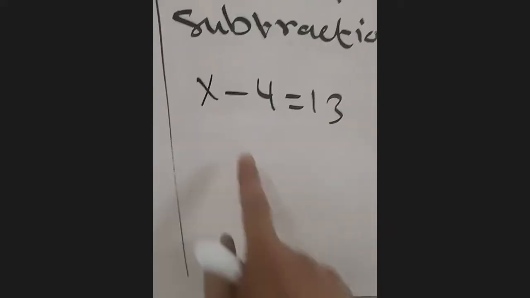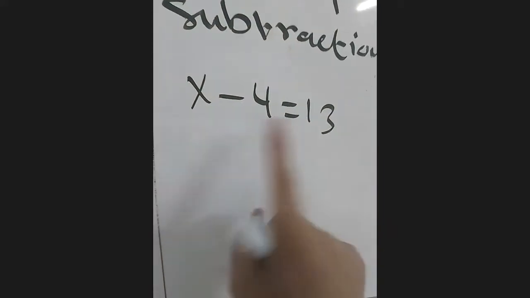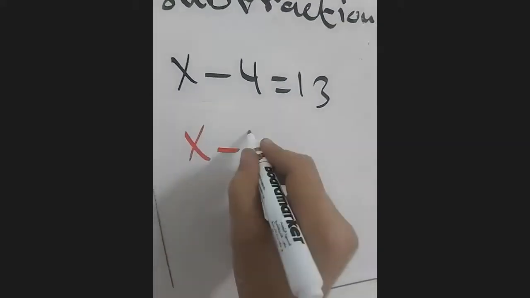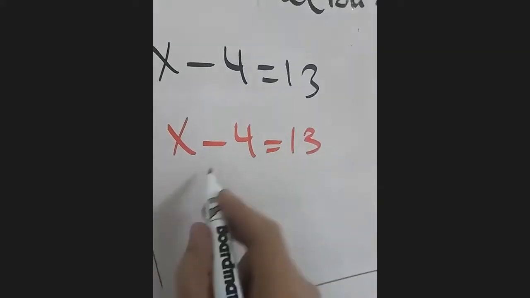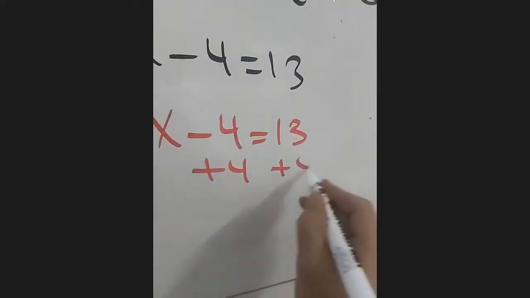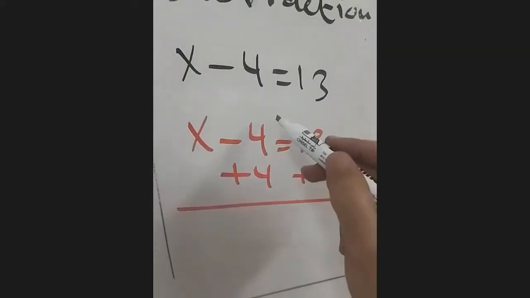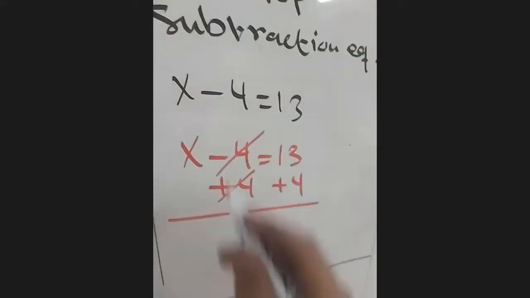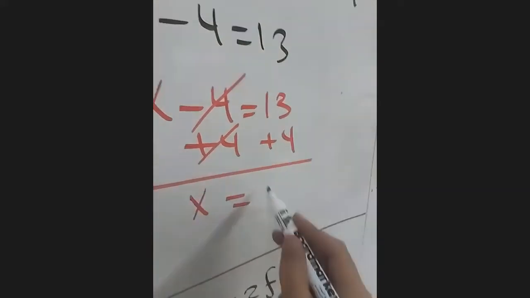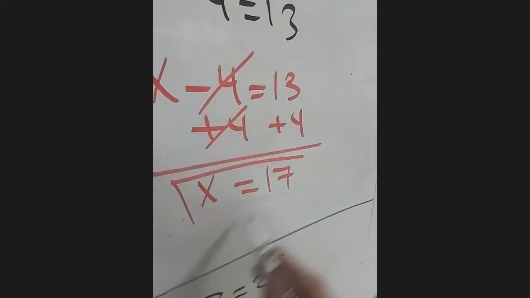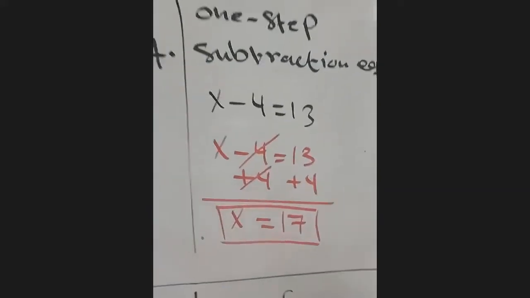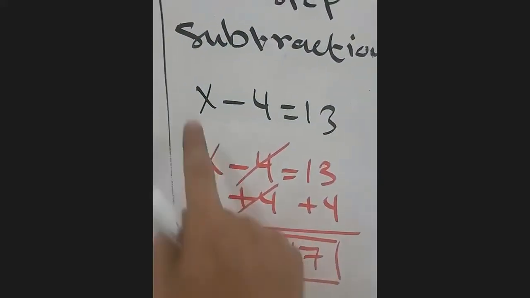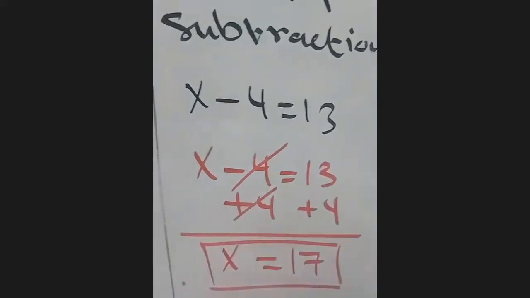Here we have subtraction equation. What we said, we add the connected number in both sides. So we rewrite the equation again and add the connected number in both sides like this. Minus 4 plus 4, they are gone, 0. Still x equals 13 plus 4, which is 17. Now to check our answer, replace x by 17. 17 minus 4 is 13.